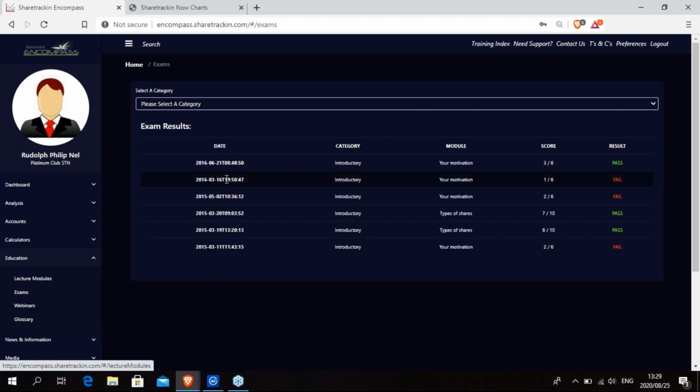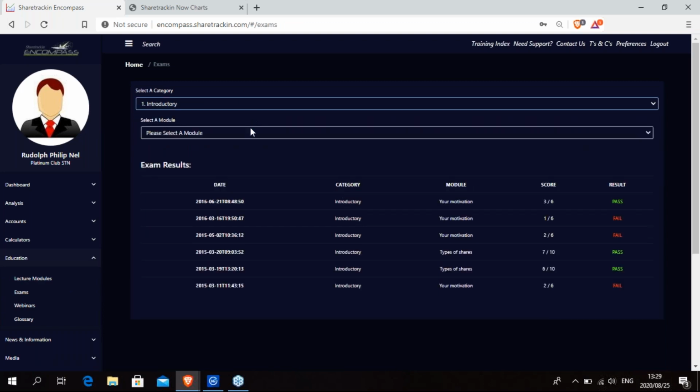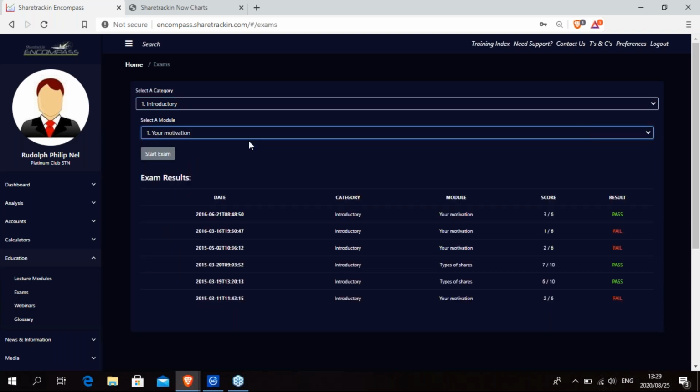Okay, so you can go to exams and just write an exam on that. So you select the category, introductory, for instance, select your module, your motivation, and click on start exam. You'll see that some of them will have 6 questions, or some of them will have 10 questions, depending on which lecture you did.